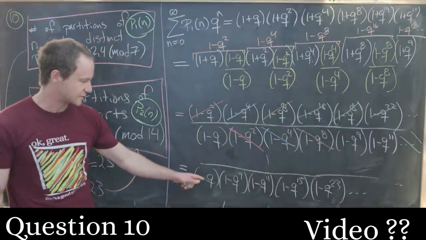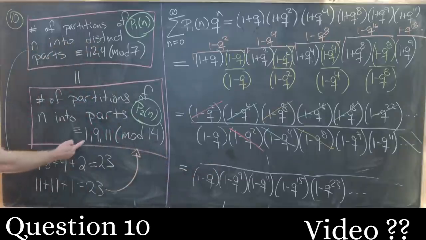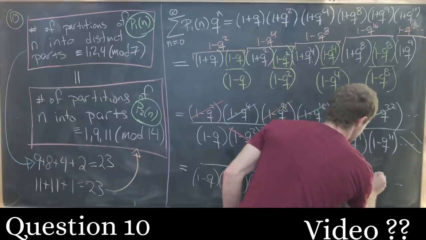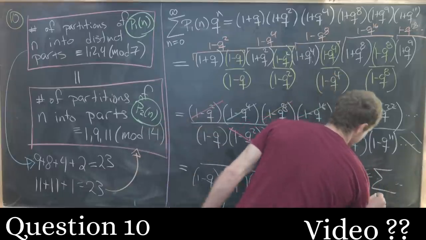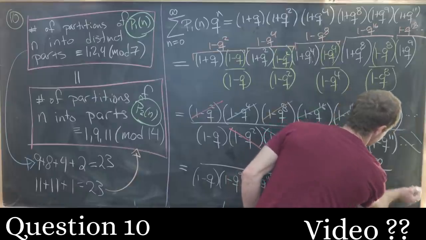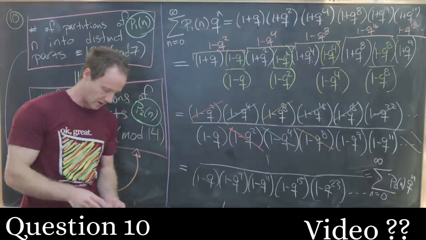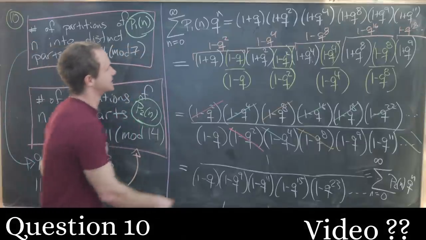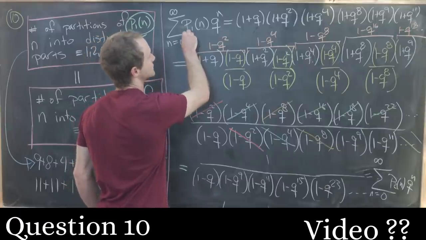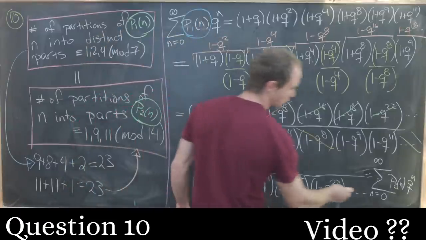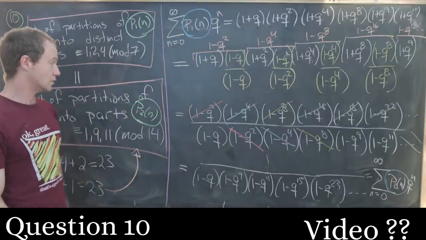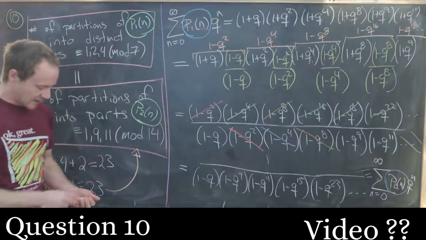But look at what we've got. We've got this 1 minus q to the all numbers that are 1, 9, 11, mod 14 in the denominator, but that is exactly the generating function for this second type. So that's the sum as n goes from 0 to infinity of p2 of n q to the n. Okay, but now comparing sides of this equation and powers of q, we see that p1 of n equals p2 of n because they're attached to the same power of q on both sides of this equation. So we've just proven this box here.